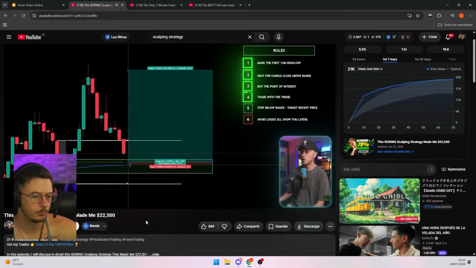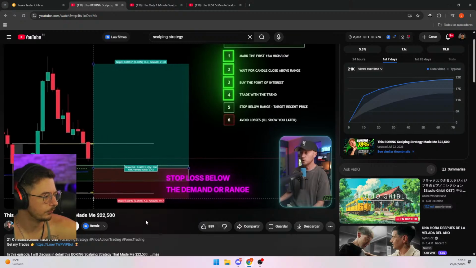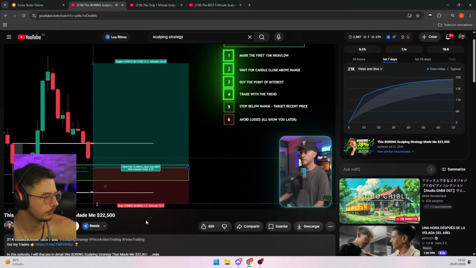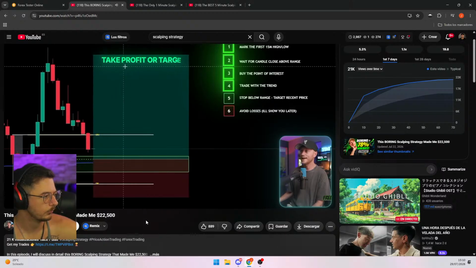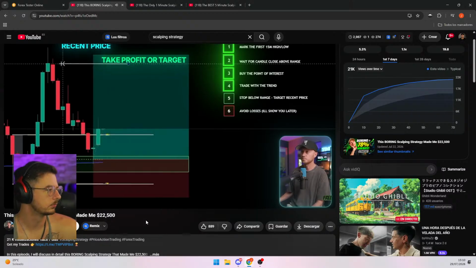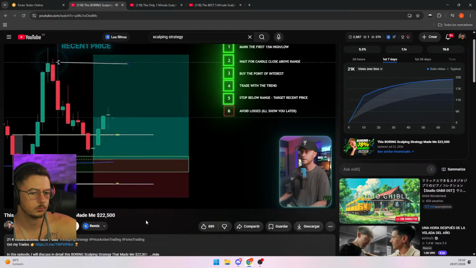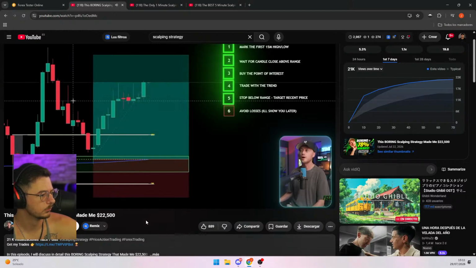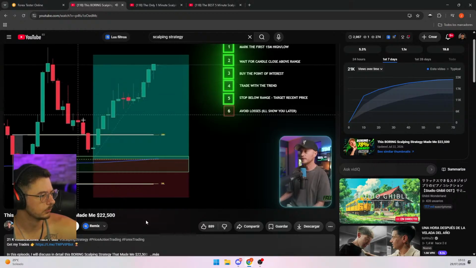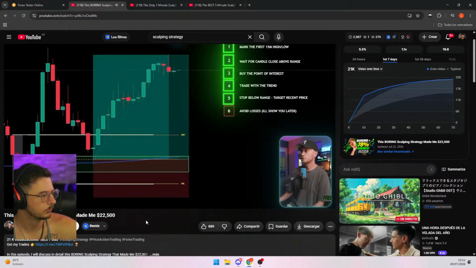For my stop loss, I'll either put it below my demand or below the range. Generally, I want about 5 pips, something like this. And as for my target, I like to target recent price. You can see the recent price right there. That's an area where I like to target because I know we reached that level recently, so it's very possible we can reach that level again. So here is that trade playing out. And you can see it smashed the take profit right there, and every single one of my rules were met.